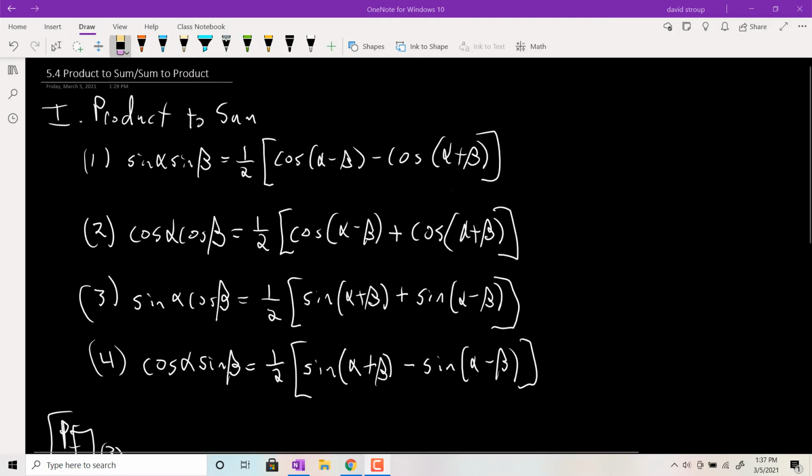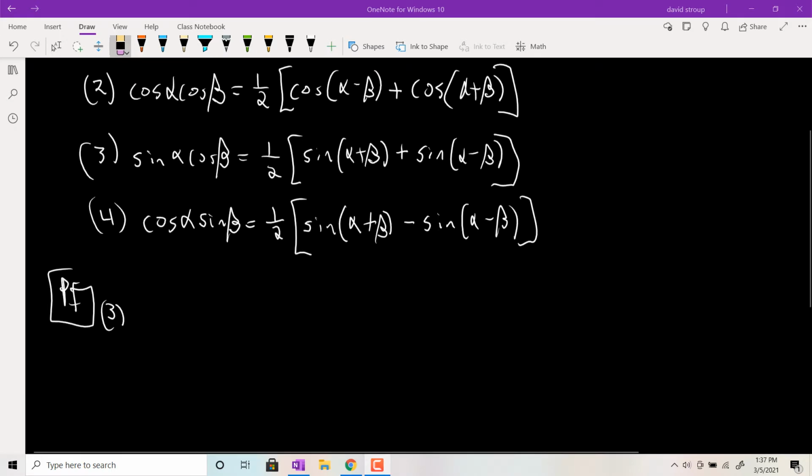You can pause the video and write them all down if you want right now. If not, let's just dive into the proof. I want to at least prove one of them, and we're going to try proof number 3. So the proof's a little bit weird.